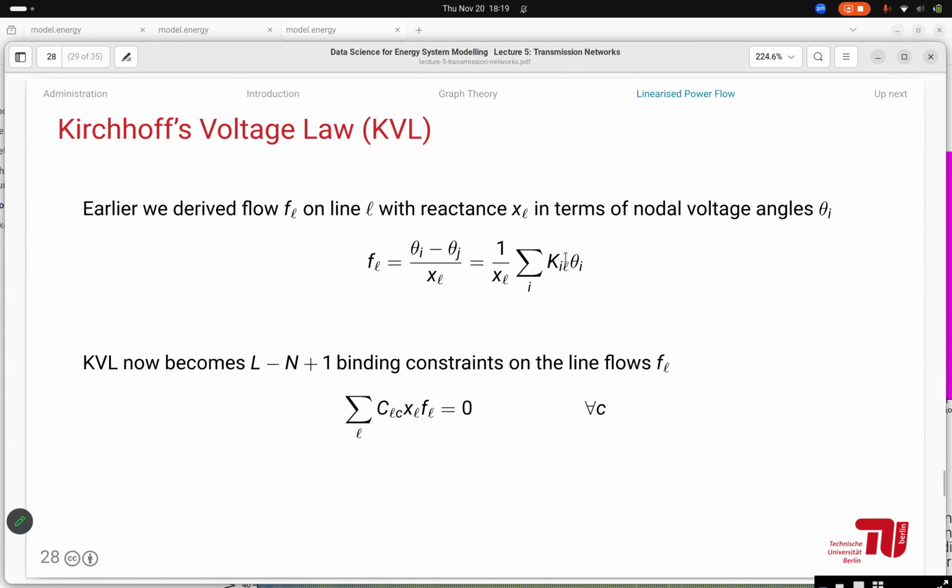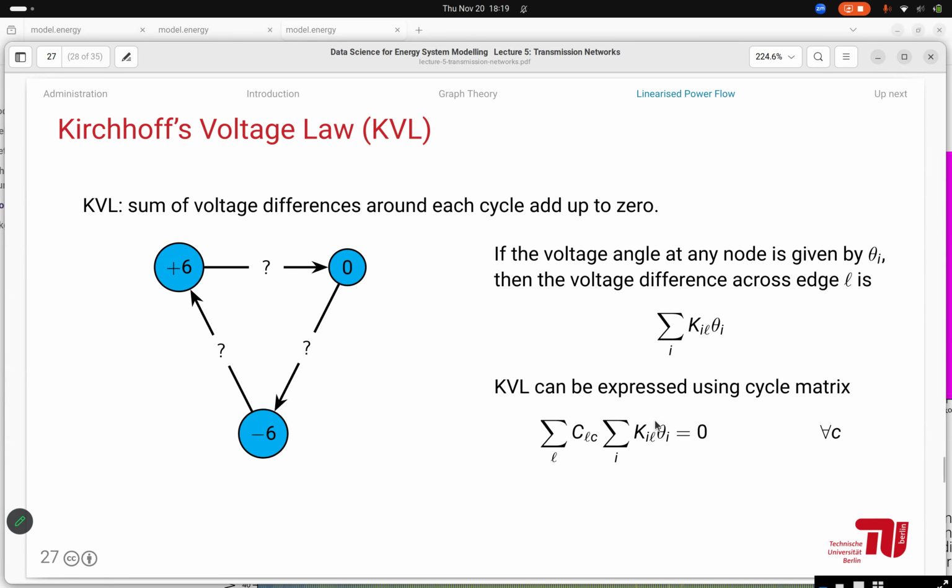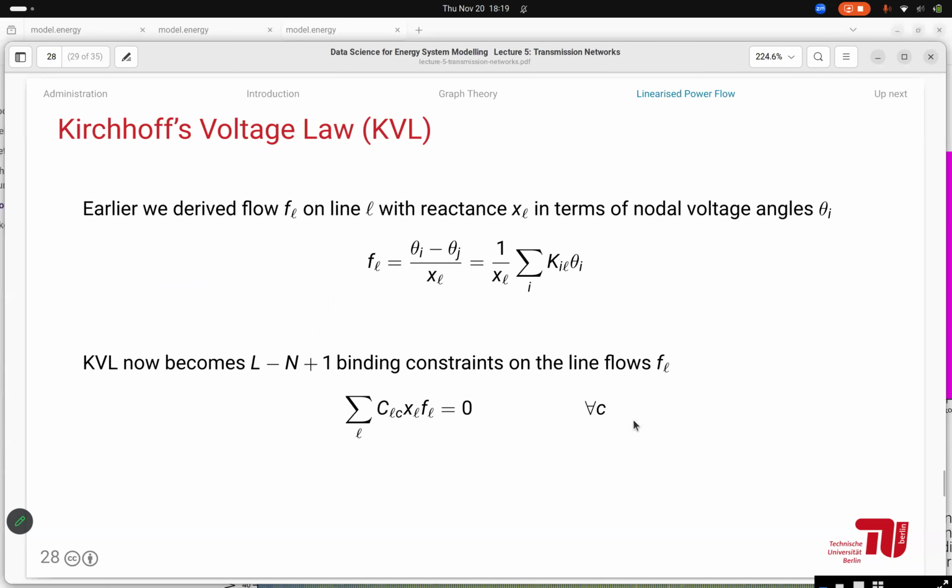So if we just reformulate that, so FL times XL, we have this expression here, and substitute that into this equation here, we get a nice equation that looks a little bit more manageable, namely that XL times FL across all the lines in a cycle, for each cycle, gives us our Kirchhoff voltage law. And these are L minus n plus 1 equations.